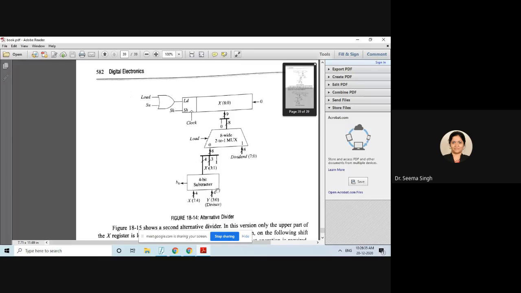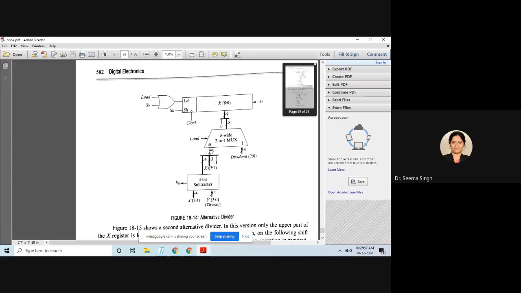You have your subtractor. It is subtracting what? This 7 to 4 shows you MSBs of the dividend. So MSBs of the dividend will go, and divisor will go, and subtraction will happen. And this will give you the quotient also if the subtraction is happening.